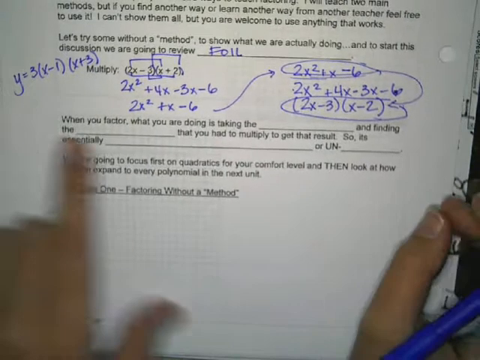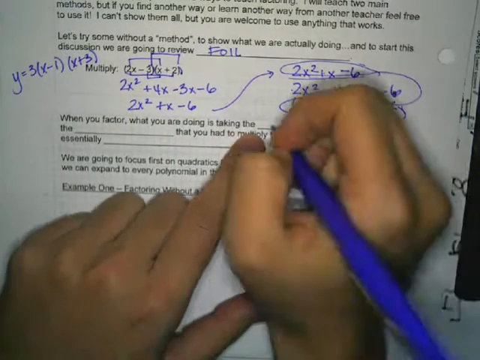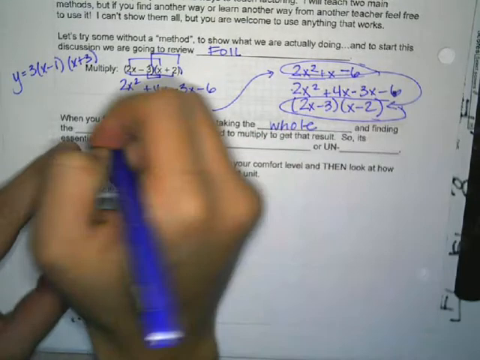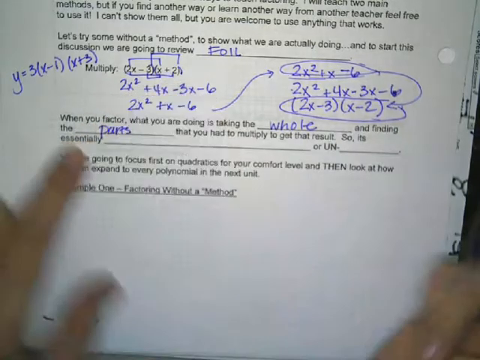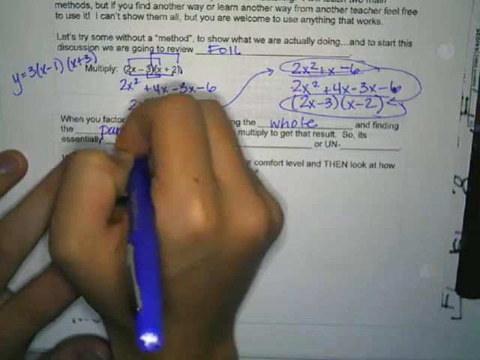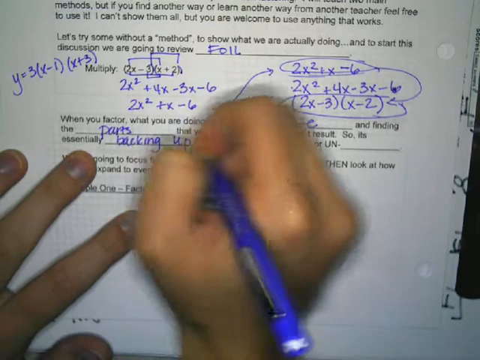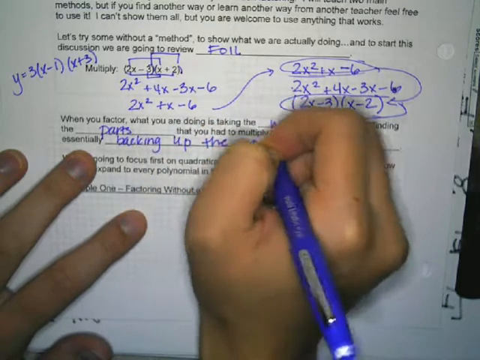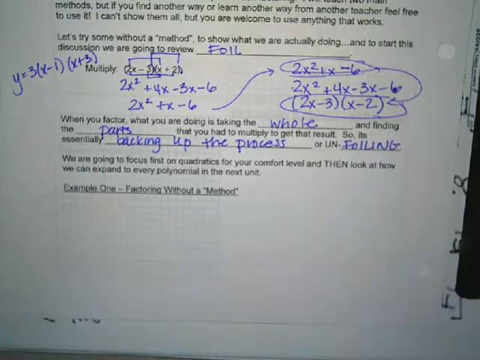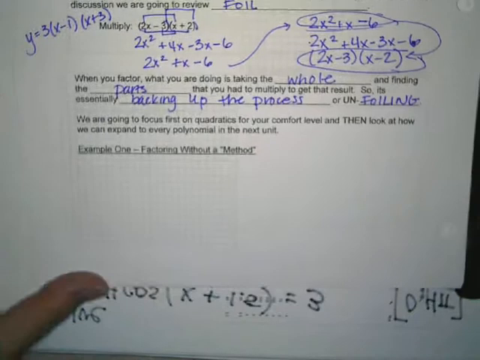When you factor, what you're doing is taking the whole and finding the parts that you had to multiply to get that result. So it's essentially backing up the process, or unfoiling. We're going to focus first on quadratics for your comfort level and then look at how we can expand to every polynomial in the next units. We're not going to deal with it in Unit 2, but you'll see factoring in Unit 3. So, for example 1, factoring without a method.